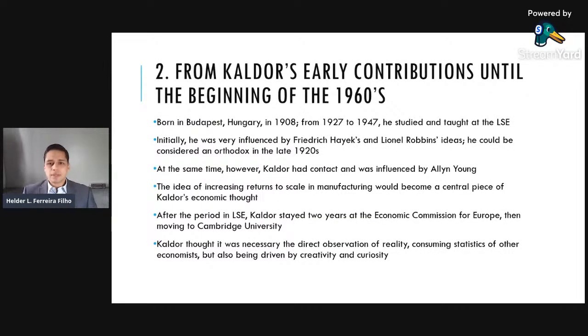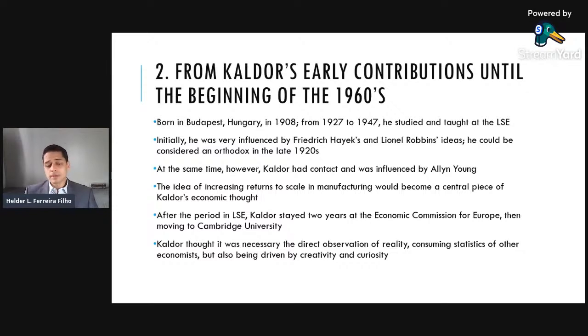First of all, we will see the early contributions of Kaldor until the beginning of the 60s. Kaldor was born in Hungary in 1908, and between 27 and 47, he studied at the London School of Economics. Initially, he was very influenced by Hayek's and Robbins' ideas. He could indeed be considered an orthodox in the late 20s. At the same time, however, Kaldor had contact with and was influenced by Allyn Young, the one that created or focused on the increasing returns theory, which was later applied as a central piece of Kaldor's economic thought.